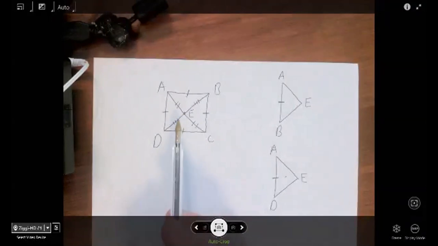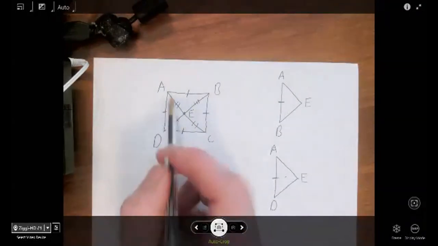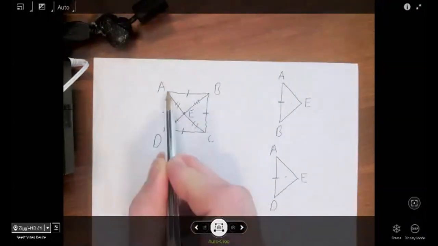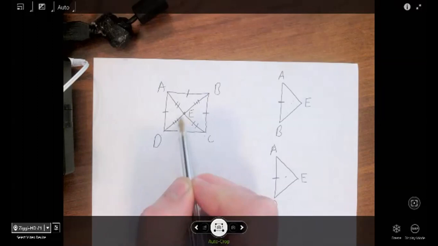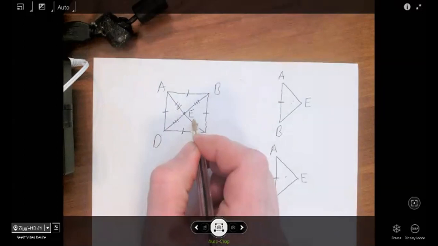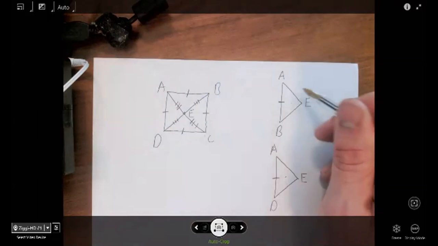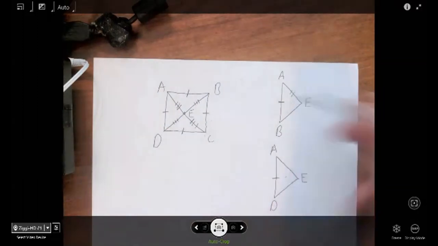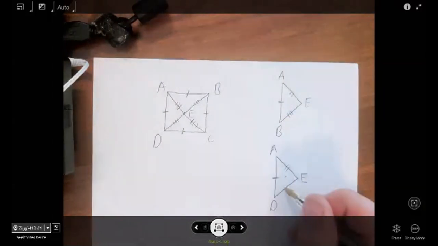But we also know that every square is a rectangle. What's true about the diagonals of a rectangle? The diagonals of a rectangle have to be congruent to each other. So if segment AC is congruent to segment BD, each of these halves of the diagonals have to be congruent to each other. We've got 4 congruent diagonal halves. So that means that side AE is congruent to side AE, and side BE is congruent to side DE.